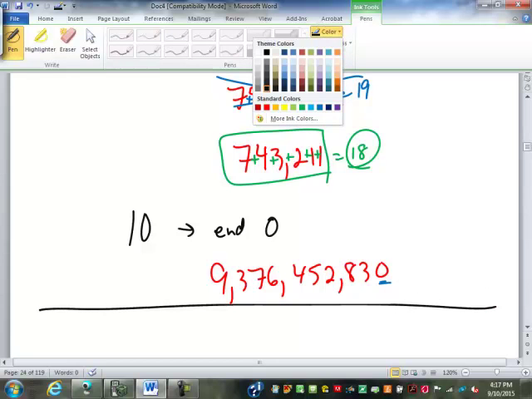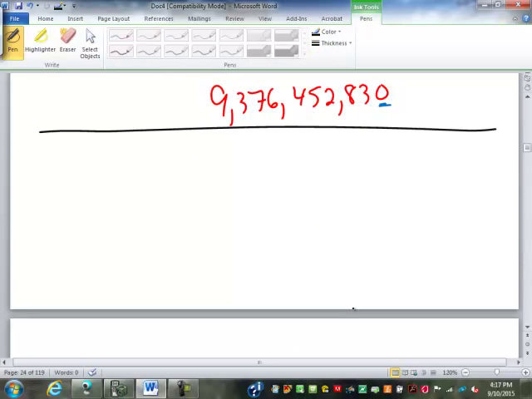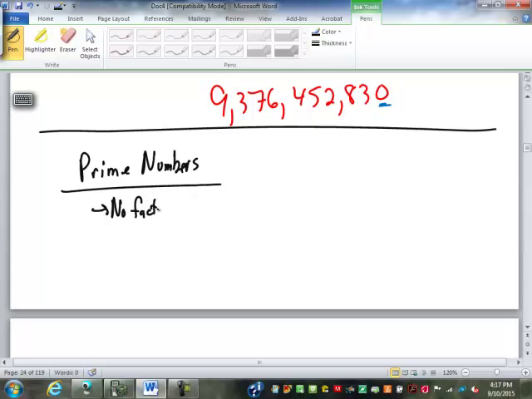Now, I want to define 2 terms here. The reason I'm going to define these terms is as we look at divisibility rules, there's an important step here. Talk about something called prime numbers. Prime numbers have no factors unless you consider 1 and themselves. So 7 is a prime number. There's no number that divides into 7. 17 is a prime number. So don't get hung up on the 7s because 27 isn't prime.